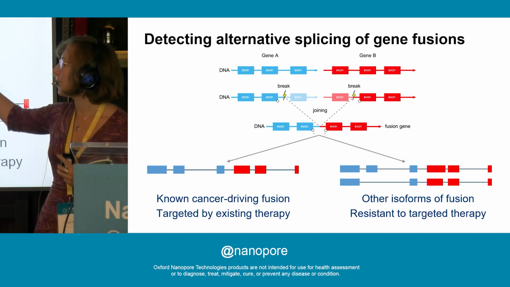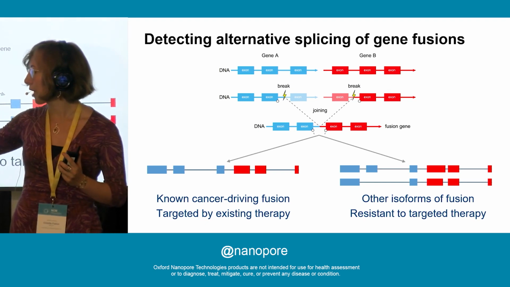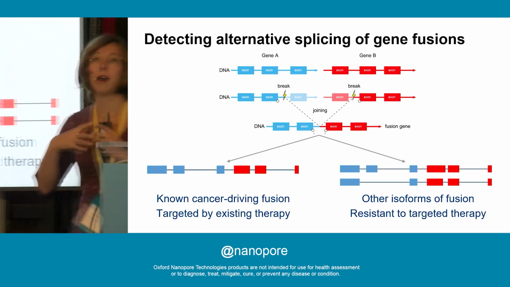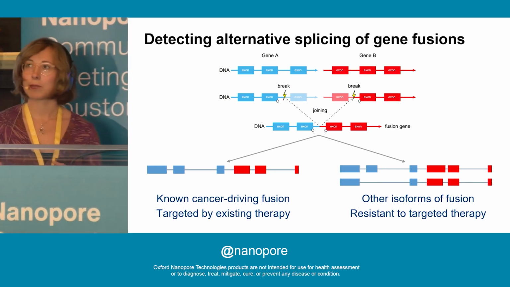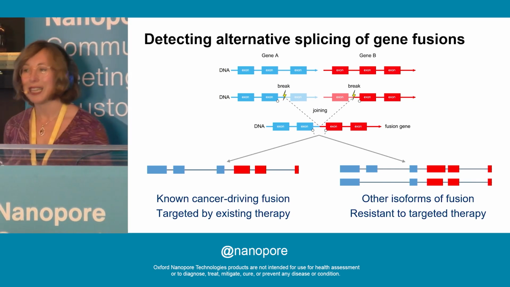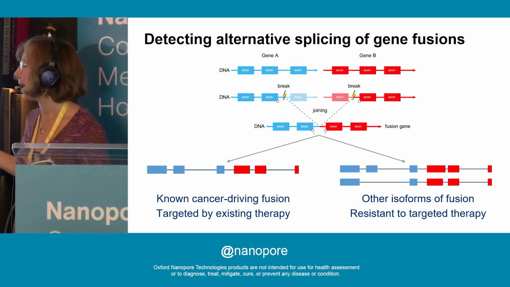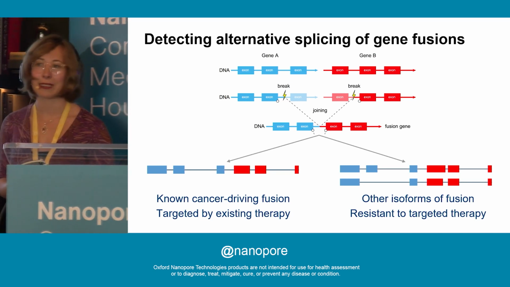And so we can imagine that you could have a known cancer-driving fusion that is targeted by an existing therapy, but then it can be alternatively spliced. And if we don't understand this alternative splicing and take it into account when developing therapies, you could actually have isoforms that are resistant.